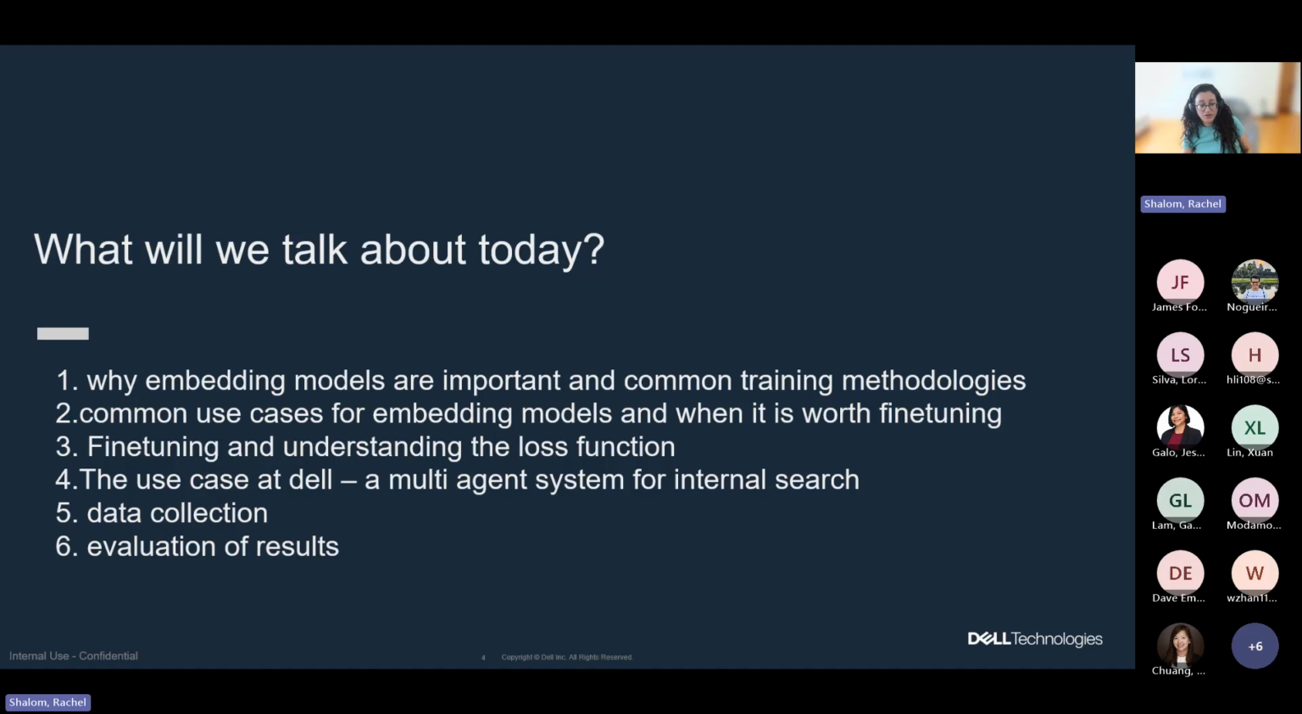So we are going to discuss why embedding models are important and what the common training methodologies are. We'll discuss a little bit of the common use cases and when it's a good time for training your model. We'll present the common loss function and understand its beautiful mathematics. Then we'll talk a little bit about our work, the use case at Dell, data collection, and how we evaluate results.